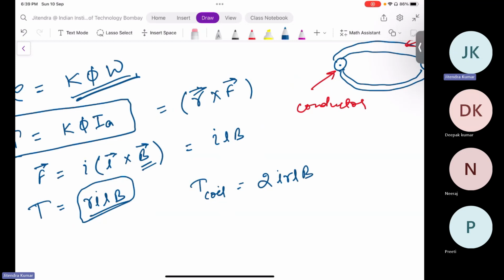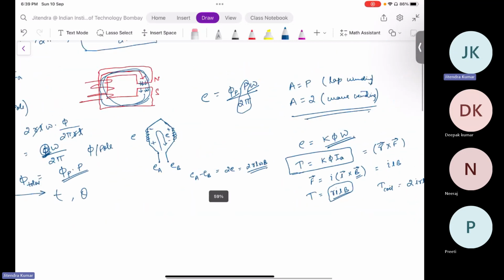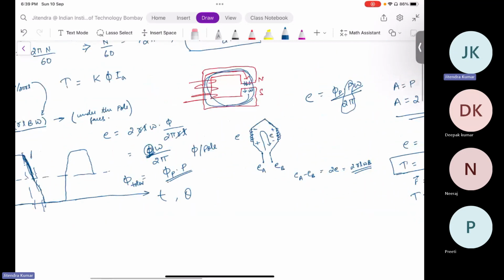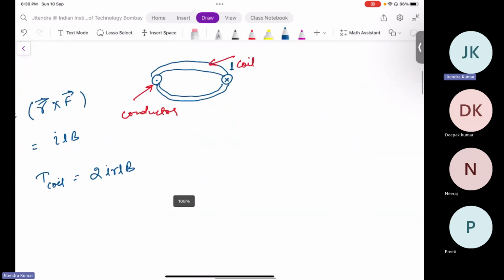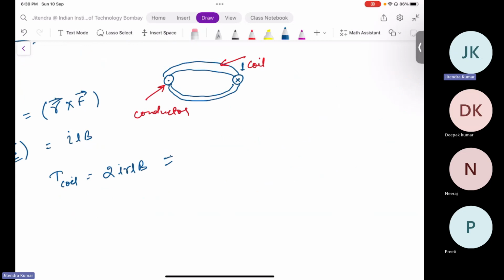Now again, we have to manipulate B in terms of flux. So B is equal to how much we have computed? B is equal to phi by 2 pi RL, right? So B is equal to phi by 2 pi RL.